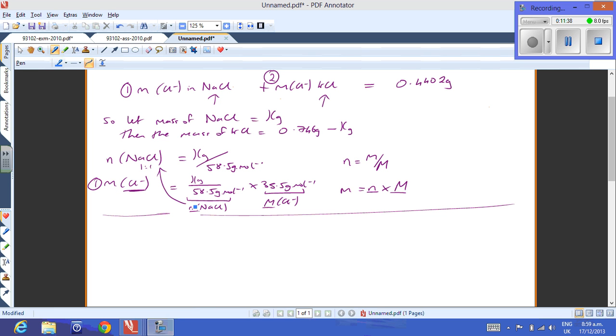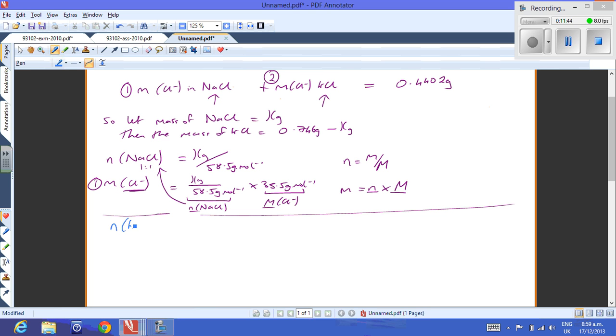The next thing is an expression for the mass of chloride ions in KCl. So the moles of KCl, similar idea to before. Remember, it's a 1:1 ratio there. So it's going to be equal to the mass of KCl. Remember, moles equals mass divided by molecular mass. So the mass of KCl, we said, was going to be represented by this. So that's equal to 0.746 grams minus x grams over the molecular mass of KCl, which is 74.6 grams per mole. So that represents the moles of KCl right there, that expression.